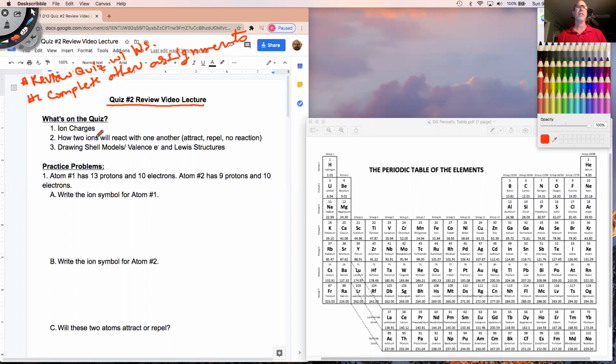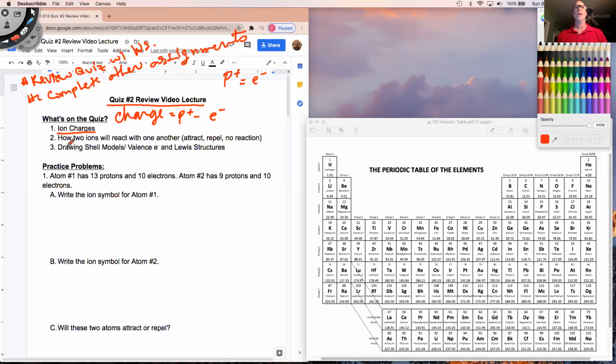So a couple things that you need to know. You guys need to know how to find the charge on an ion. And the charge is going to equal the protons minus the electrons. So if you can understand or remember that idea, that the protons and the electrons are going to determine the charge, perfect. And a neutral atom, remember, a neutral atom, when there's no charge, the protons equal the electrons. When there's a charge, the protons are not equal to the electrons.